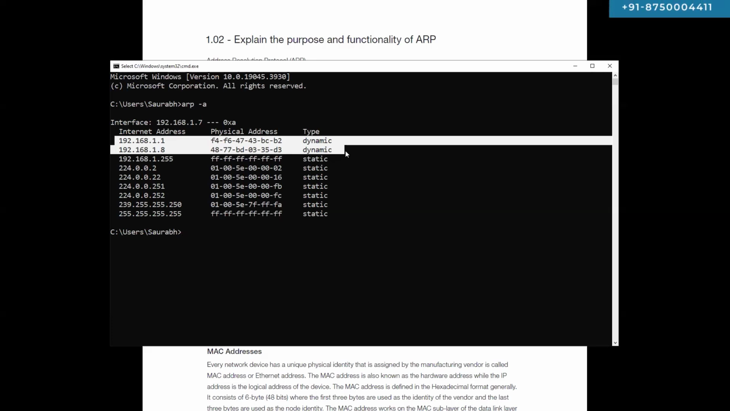So having the destination MAC address is compulsory, but you never told or informed your machine about the destination MAC addresses, correct? So if you never... One minute.